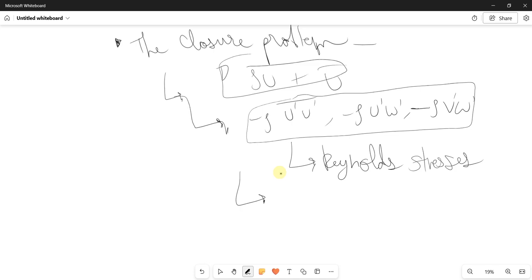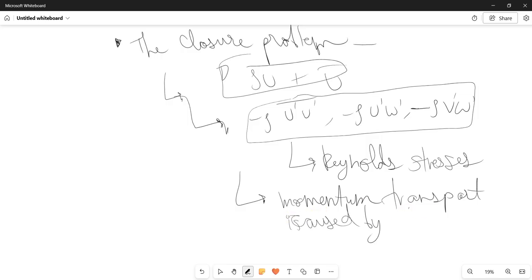So the momentum transport is caused by turbulence. I'll just explain what this means. These Reynolds stresses are technically the reason, the cause of turbulence. So these Reynolds stresses are what we are supposed to find and resolve, right? You can say they are momentum carriers. This extra momentum that you get is what causes turbulence.